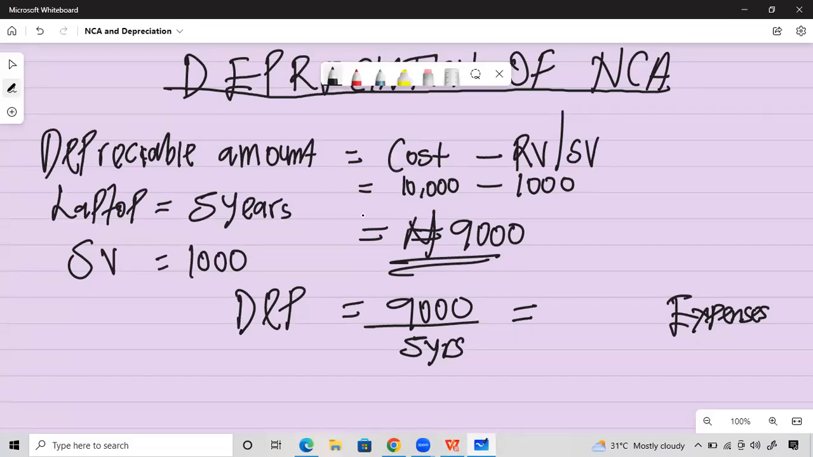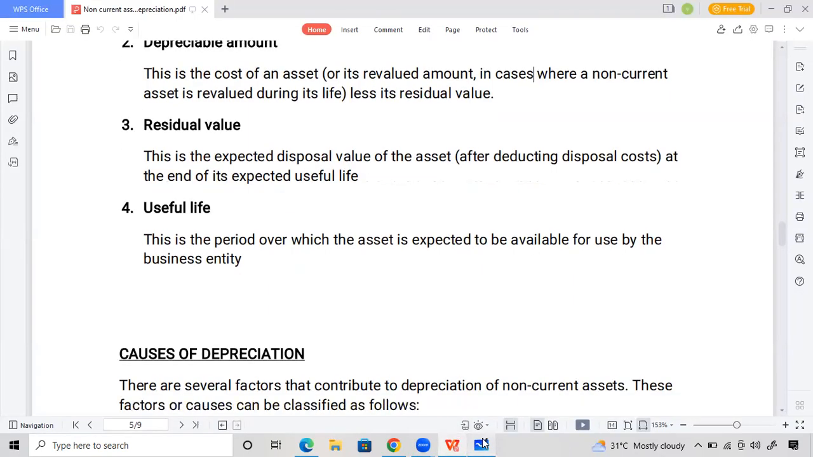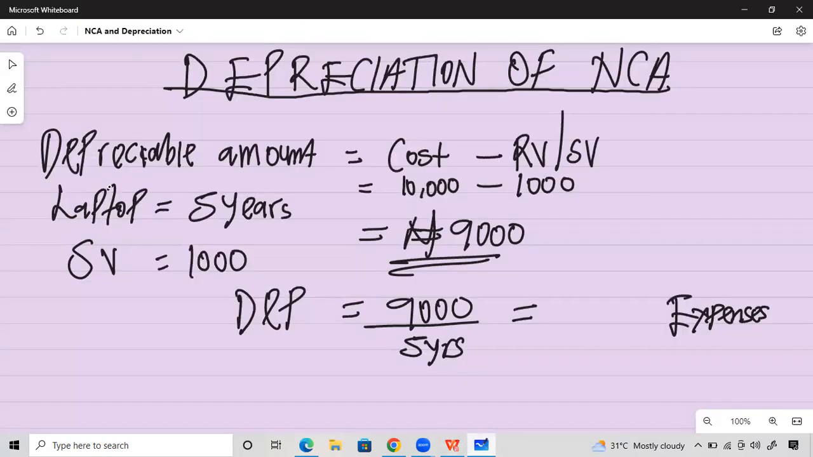Residual value is that, okay, at the end of these 5 years now, how much are you going to be able to sell this particular asset that you bought for 10,000? Are we able to sell it for 1,000 naira? That is what we call residual value.